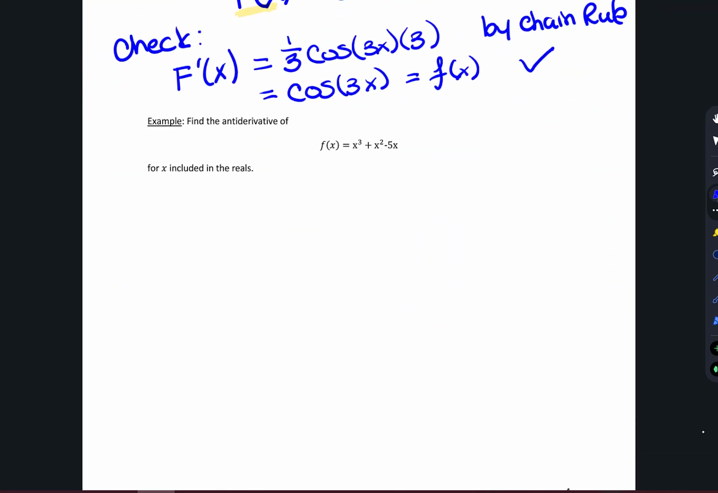So here's another example. This one's very similar to the ones that we've seen before. And again, the idea is we're trying to find a function whose derivative is equal to this function.